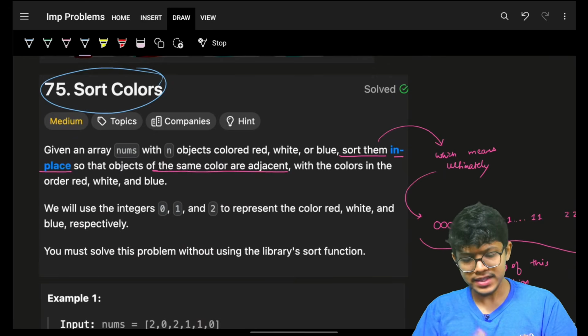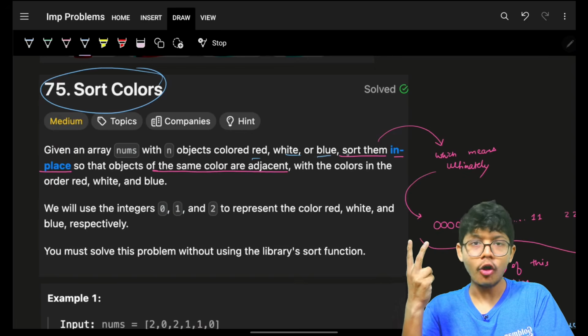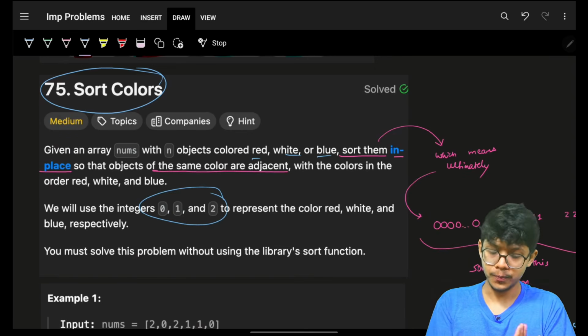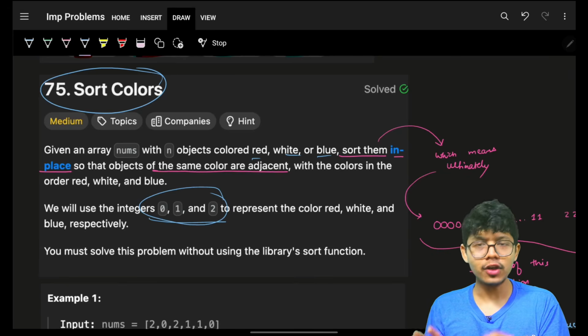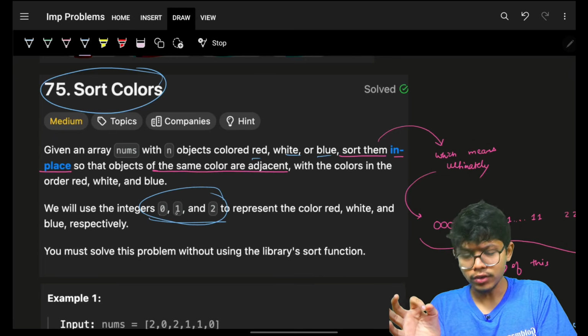It's simple and straightforward. It simply says that you are given three colors: red, white, or blue. Now they are actually numbered as 0, 1, or 2. You have to sort them. So it is indirectly saying you are given an array of n elements, in which elements are only 0, 1, or 2, and you have to sort them.